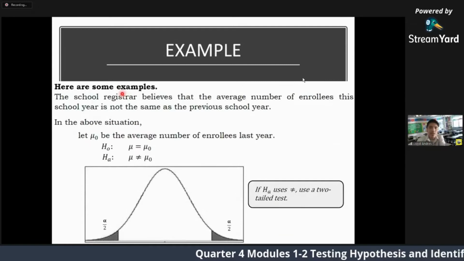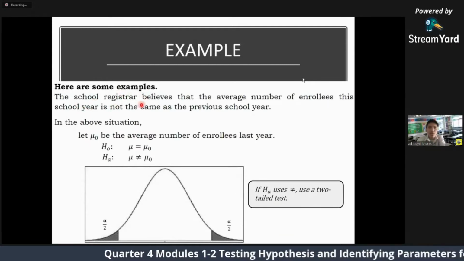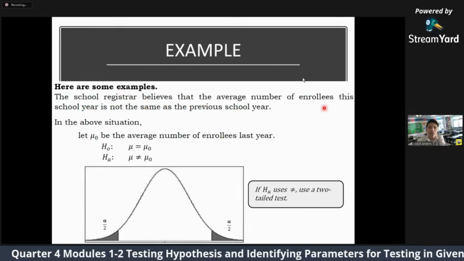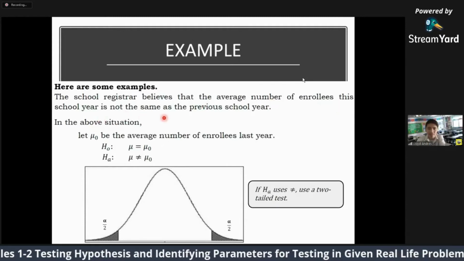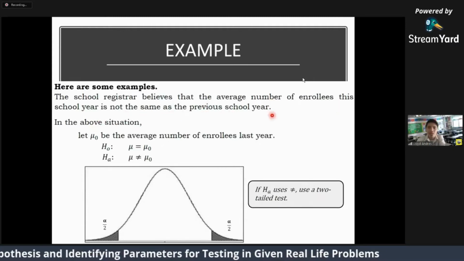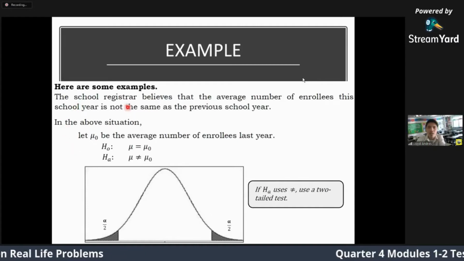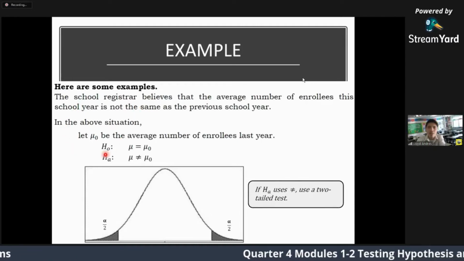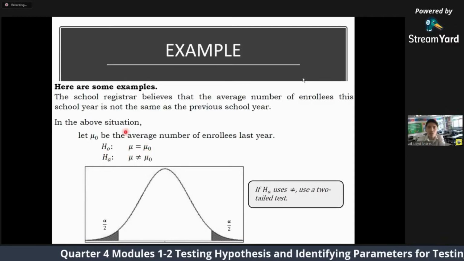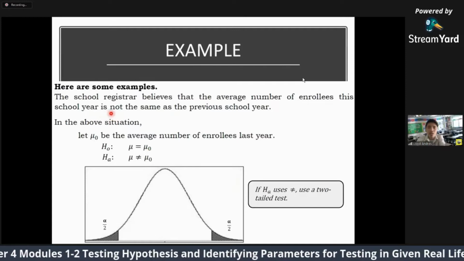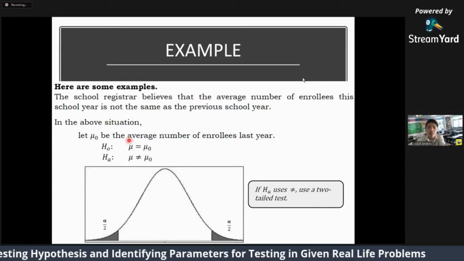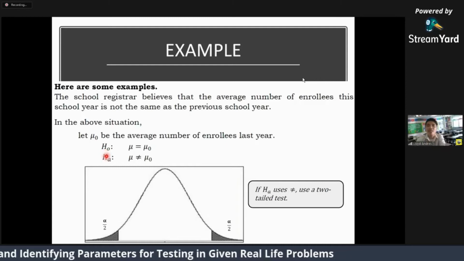Okay, here are some examples. The school registrar believes that the average number of enrollees in her school is not the same as the previous school year. So, based on this situation, we can now formulate our null hypothesis as mu is equal to mu sub O. Because what she says there is "not the same." By the way, the null hypothesis is always going to be an equality like this.